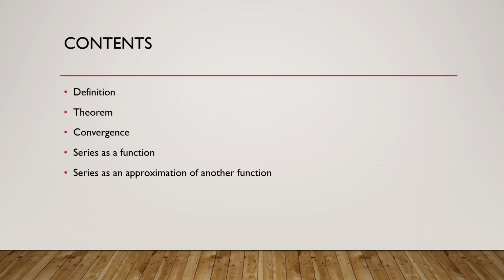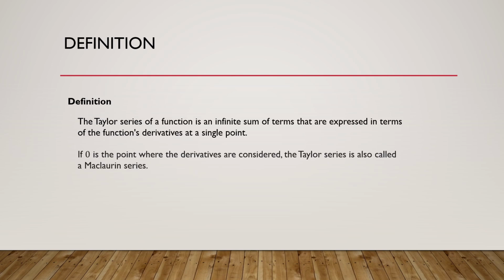In this video, we will be discussing the definition of the Taylor and Maclaurin series, the Taylor and Maclaurin series theorem, convergence of these series, Taylor and Maclaurin series as a function, and using these series to approximate another function. The Taylor series of a function is an infinite sum of terms that are expressed in terms of the function's derivatives at a single point. If 0 is the point where the derivatives are considered, the Taylor series is also called a Maclaurin series.